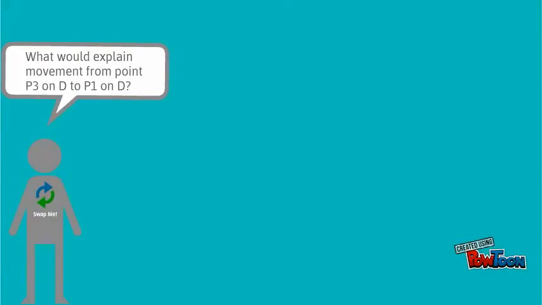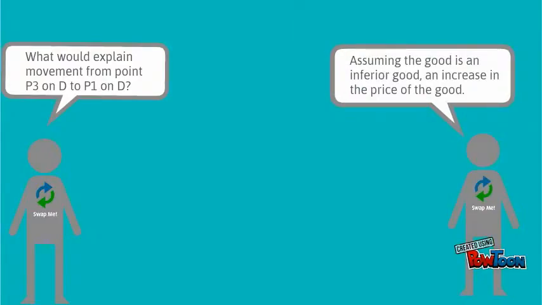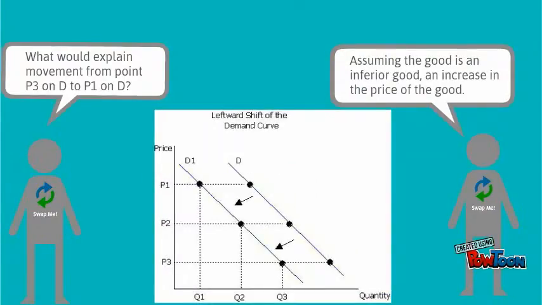What would explain movement from point 3, P3 on the demand curve to point P1 on the demand curve? Assuming that the good is inferior, an increase in the price of the good will explain the shift.